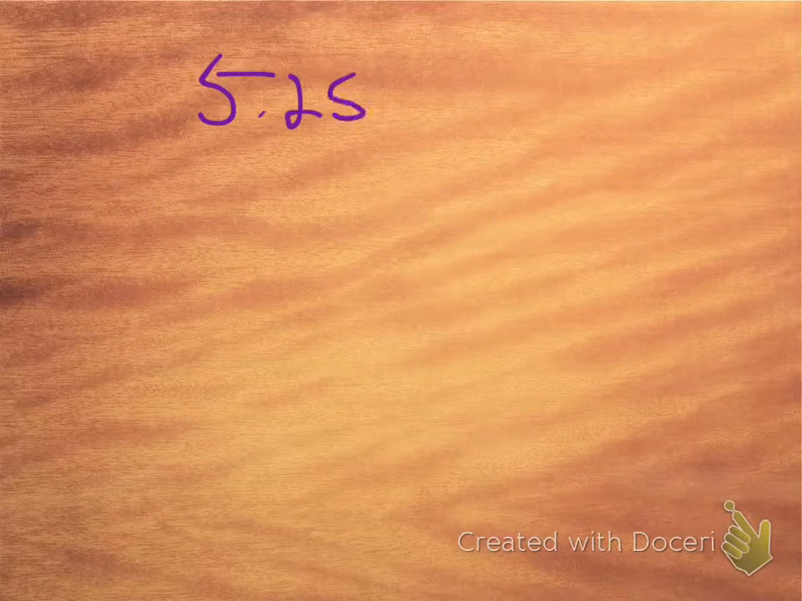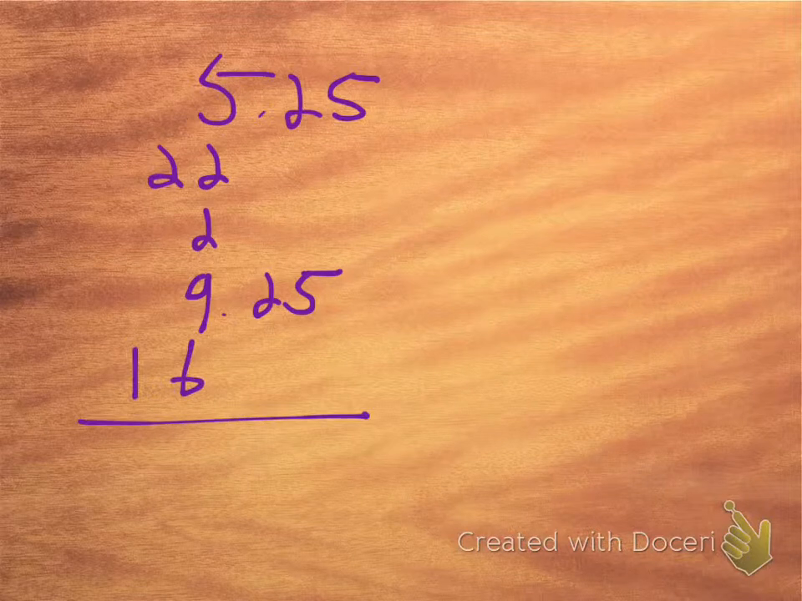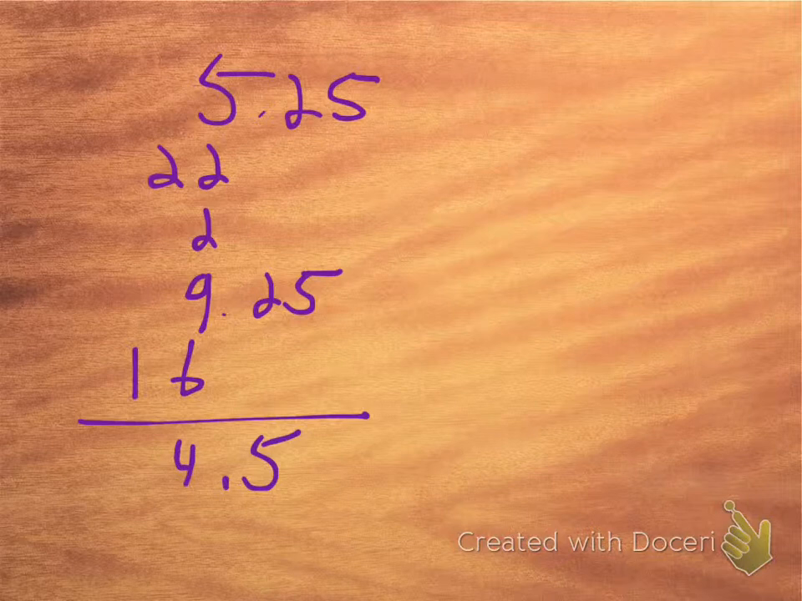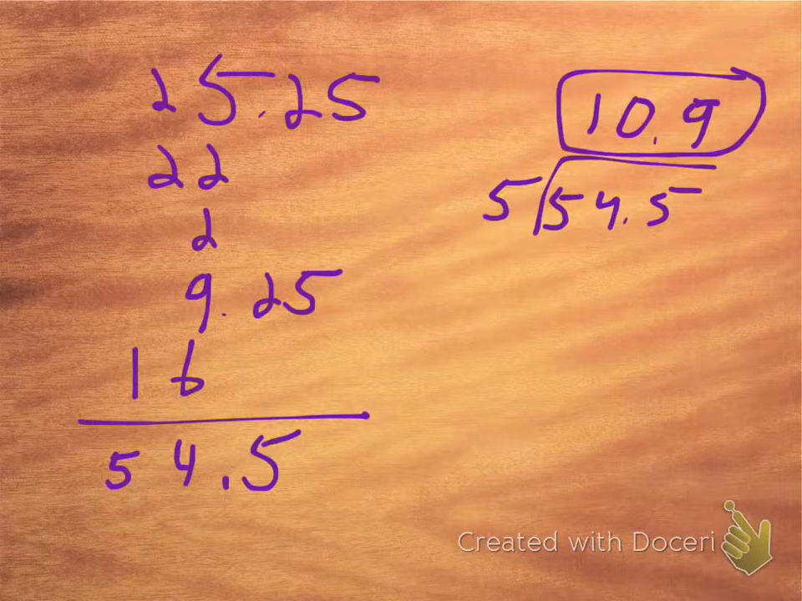For weight, you have 5.25, 22, 2, 9.25, and 16. Again, add them up. You get 54.5 divided by 5 is 10.9. Easy enough.